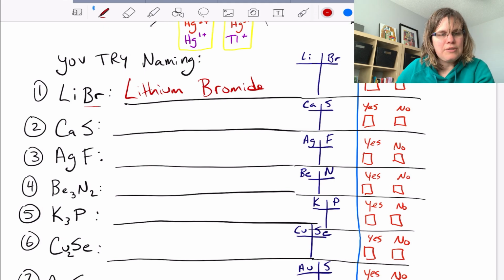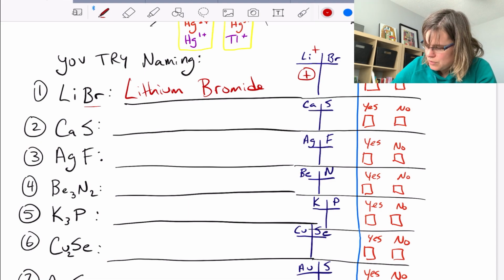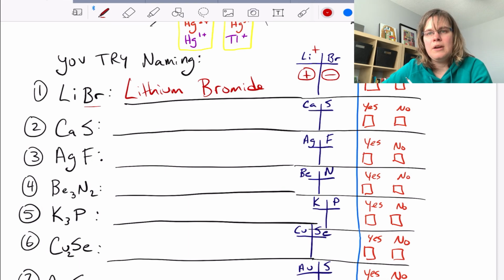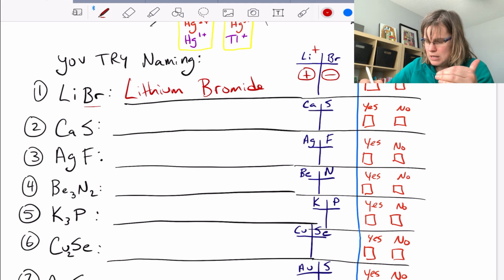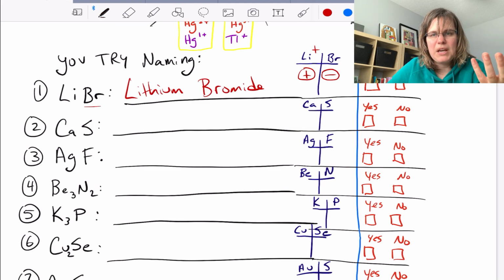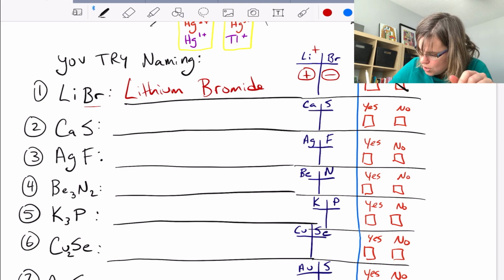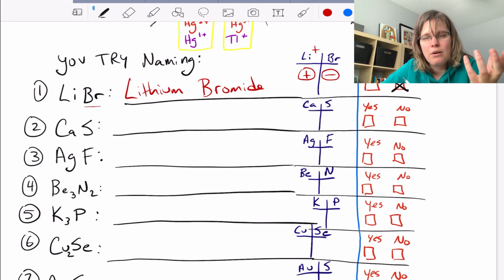So when I go to lithium, I notice that it's just +1. So I'm going to put a +1 here. And when I go to bromine, I notice that it's also just -1. So I'm going to put a -1 here. Does this one need a Roman numeral? Yes or no? Well, lithium only had +1. So because of that, it doesn't. So it's a no, and you're just going to put a no there or an X there.